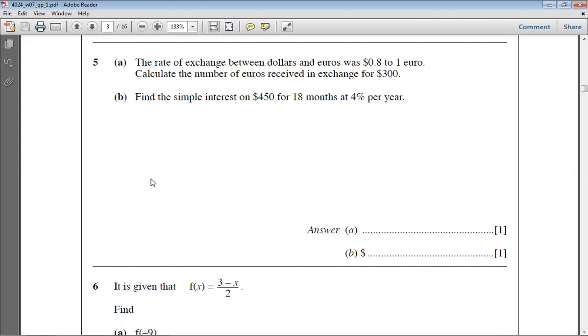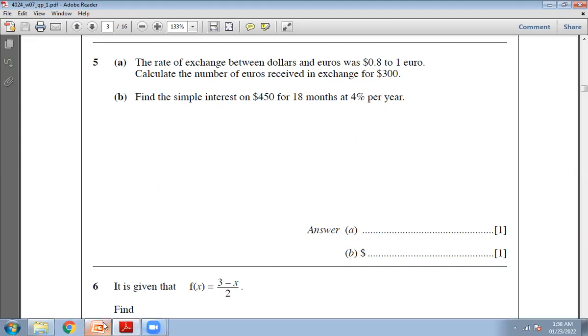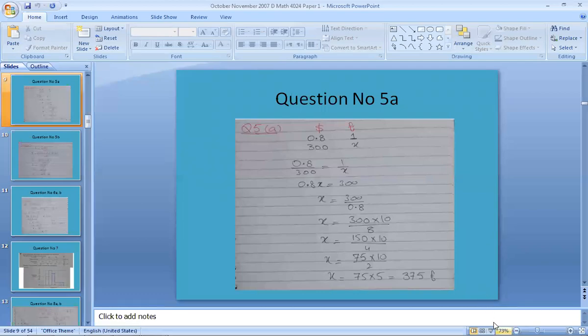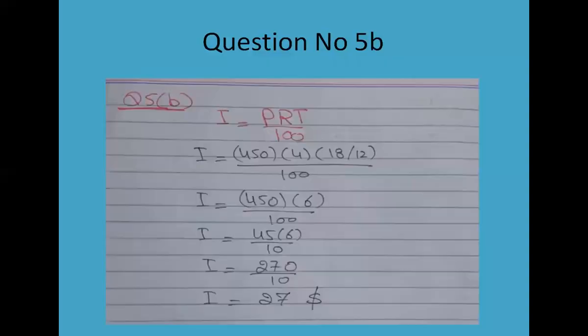Because it's a very simple question, they want you to find the simple interest. The formula for simple interest is I equals PRT divided by 100. Very simple and straightforward, there is no difficulty in it if you know the formula. So P is 450 and the rate is 4% per year. The time is 18 months, but the time must be in years because the rate is per year. So 18 divided by 12, divided by 100.